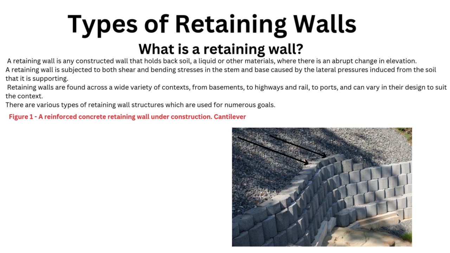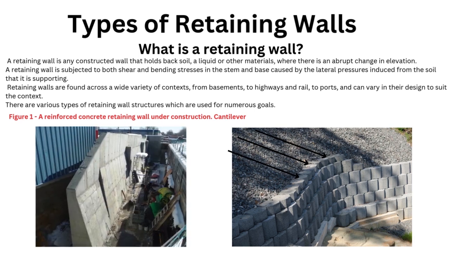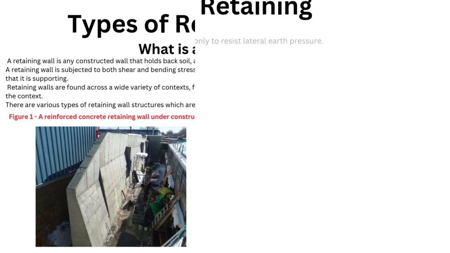Retaining walls are found across a wide variety of contexts, from basements to highways and rail, to ports, and can vary in their design to suit the context. Figure. There are various types of retaining wall structures which are used for numerous goals. Types of retaining walls. 1.